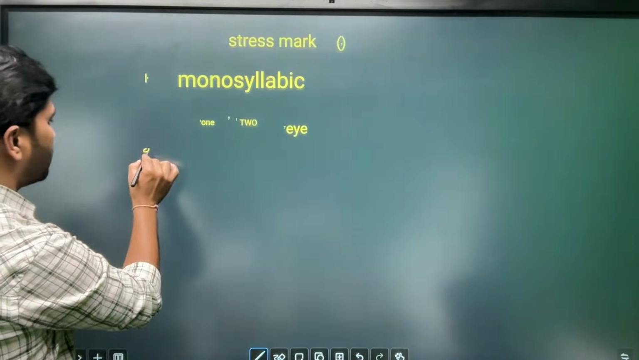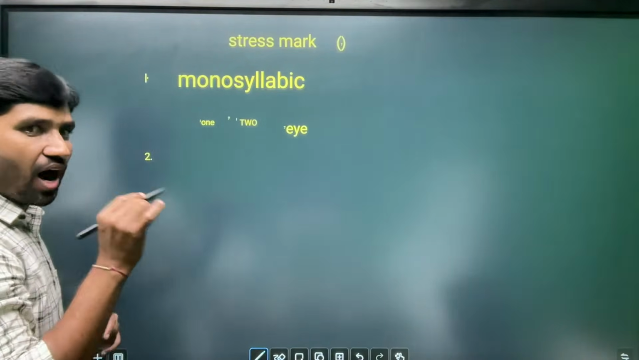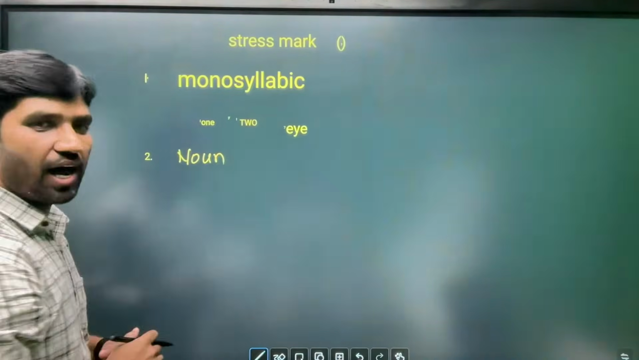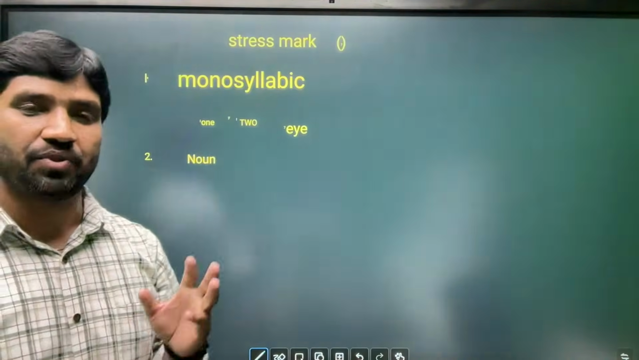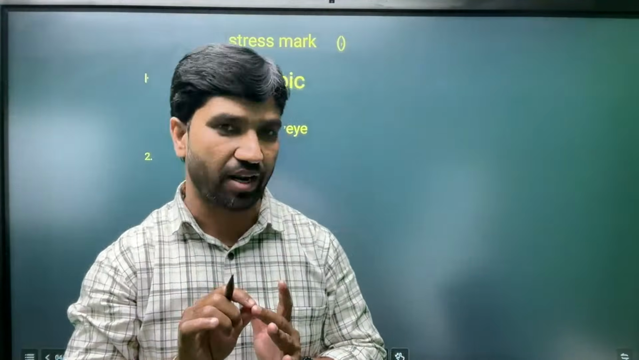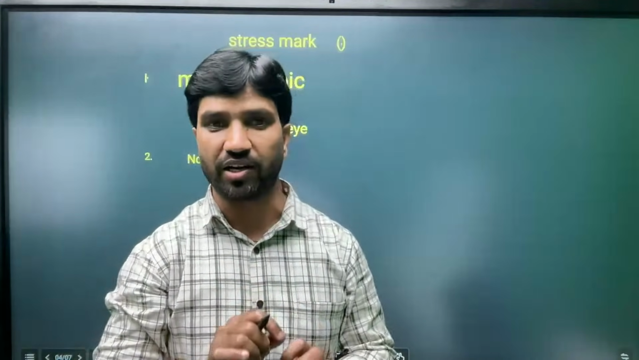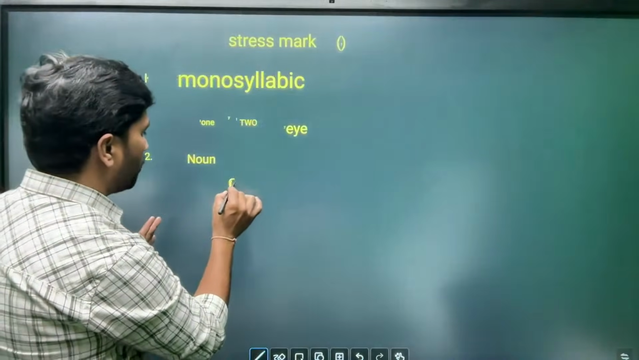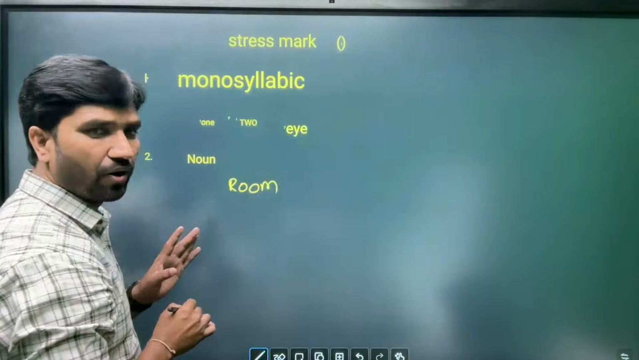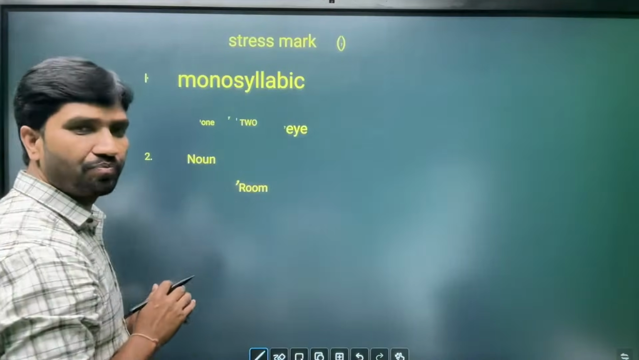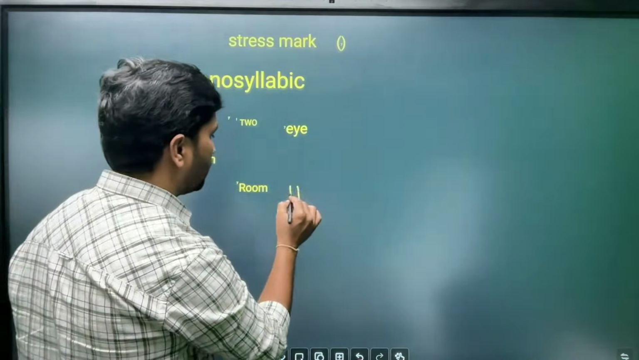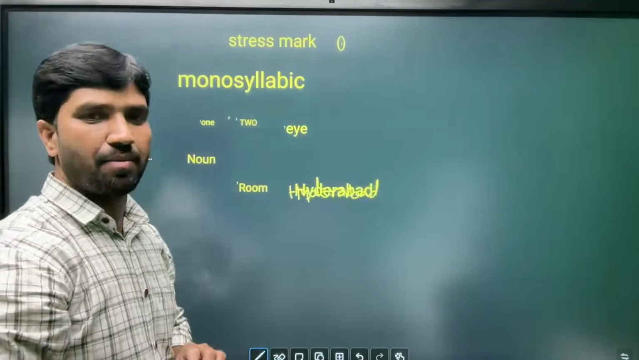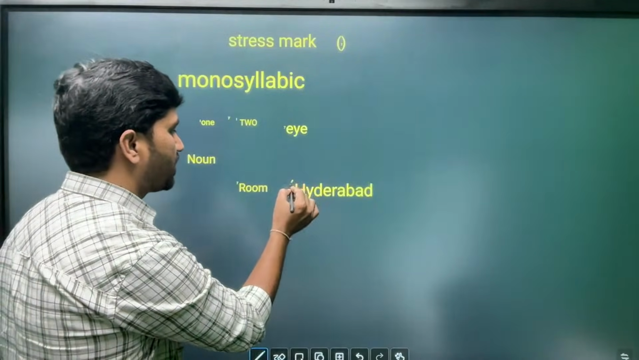The second point is all the naming words, that is, nouns. All the naming words means proper noun, common noun, material noun, concrete noun, countable noun, uncountable noun, collective noun, whatever nouns we find. For example, room. Room is a common noun. Place the stress mark on the first letter. Then for example, Hyderabad, it's a naming word. All the naming words place the stress mark on the first letter.